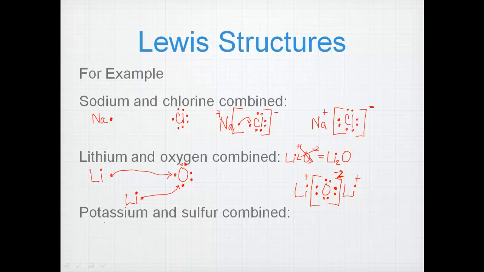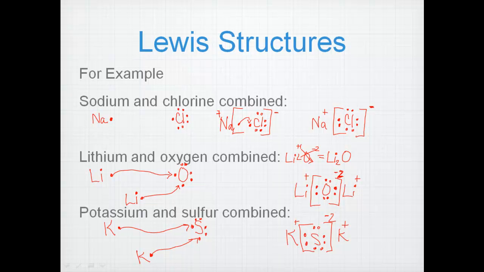All right, and then we'll finish up with potassium and sulfur. Potassium will give sulfur 1, so we must need another 1 here. So potassium, each potassium is positive, and the sulfur is a -2 again.